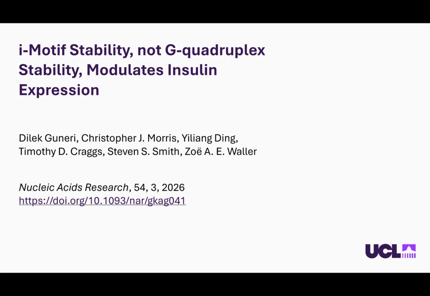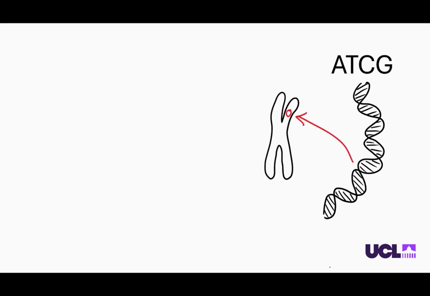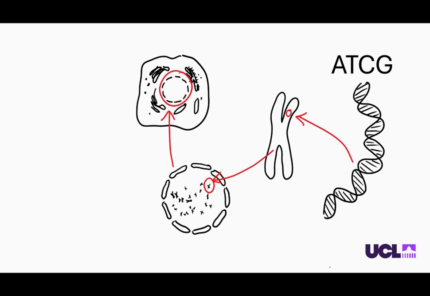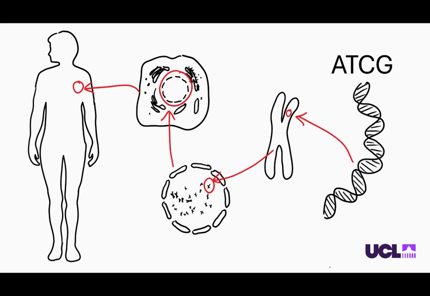So what are nucleic acids? Nucleic acids are essential biological molecules that store and transfer genetic information. For example, here we have some DNA. DNA is made up of four building blocks known as A, T, C and G. DNA is packaged in the form of chromosomes, which are found in the nucleus of cells, which make up the different tissues in our bodies.